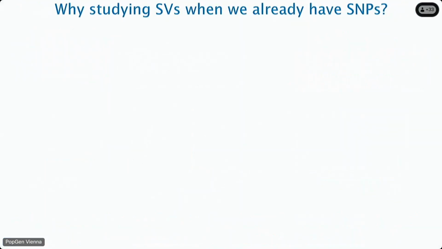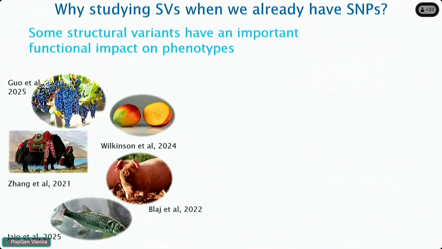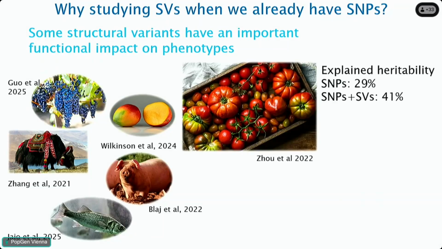A frequent question is also, why study structural variants when we already have SNPs? Maybe we don't care, right? Particularly in agronomy, people have a good answer to that: structural variants can have an important impact on phenotypes. They try to quantify the heritability added by structural variants, and you see that it's only 29% of explained heritability with SNPs and more than 41% with structural variants. So this genetic variation matters.